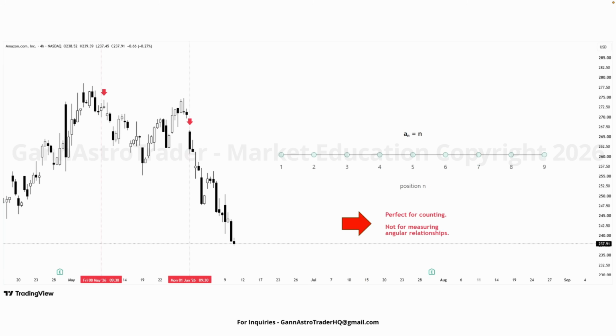Let's begin with another simple question. Suppose we write the natural numbers in the familiar order shown on the screen. This arrangement makes counting straightforward because every new number simply follows the previous one. The equation shown here is the mathematical definition of that sequence. The symbol a sub n represents the value of the nth term in the sequence, while n represents the position of that term. In other words, if the position is 1, the value is 1. If the position is 10, the value is 10. Every term is exactly equal to its position.